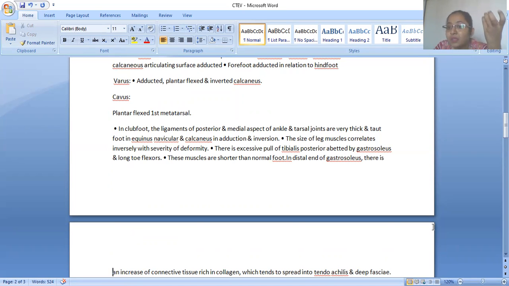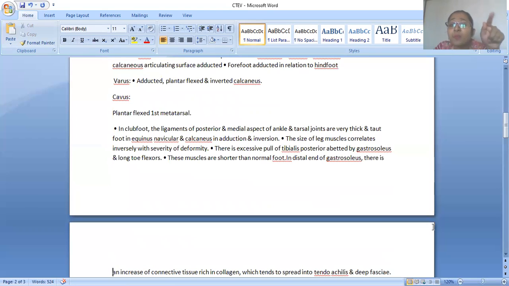The size of the leg muscles correlates inversely with the severity of the deformity. So the size of the leg muscles, like our calf muscles and peroneal muscles, is inversely related: the more the deformity, the less the muscle strength, the less the shape, and the less the muscle bulk.